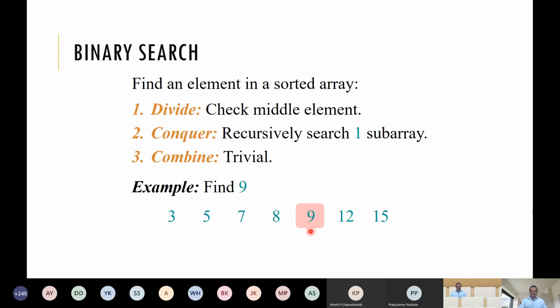But that is 9, only one element. We check with that, and we get it. We may not get it also. If we are searching for, say, 10, then we will say 10 is not there.